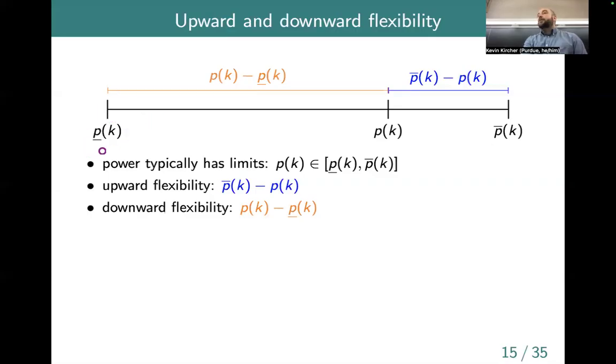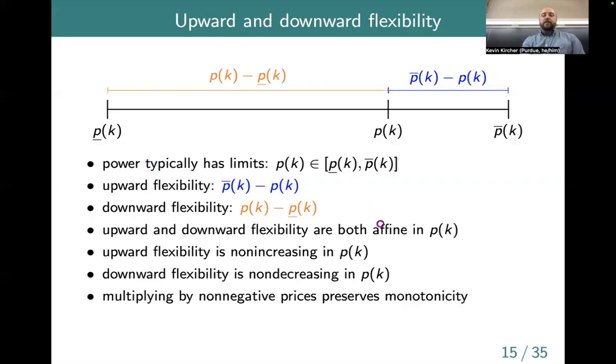You could turn the equipment off completely, or you might say, I don't want to turn everyone's air conditioners off or turn everyone's fridges off. I just want to let them warm up a little bit. So you might say, yeah, I can drop it, but only by 20% or something. Okay. So the upward flexibility and the downward flexibility are both affine functions of the power P. Upward flexibility is non-increasing, downward flexibility is non-decreasing. And if we multiply by a non-negative price, which is the norm, sorry, not norm in the sense of a function that measures distance, just the normal thing to do, we generally preserve the monotonicity property as well.